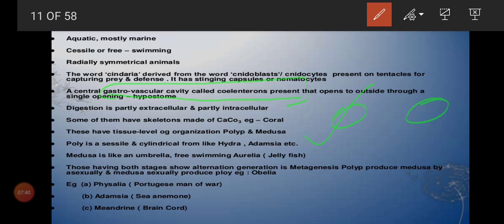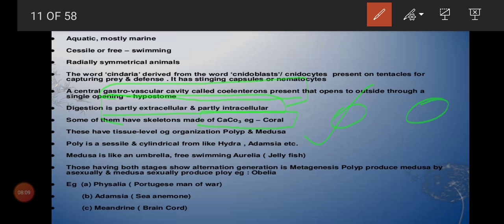Here we'll say digestion is partly extracellular and partly intracellular, in the cavity and also inside the cells, because it is the next stage after Porifera. So intracellular digestion will be there, and extracellular digestion also will be there. And as we have learned in Porifera, the spicules act as a skeleton.